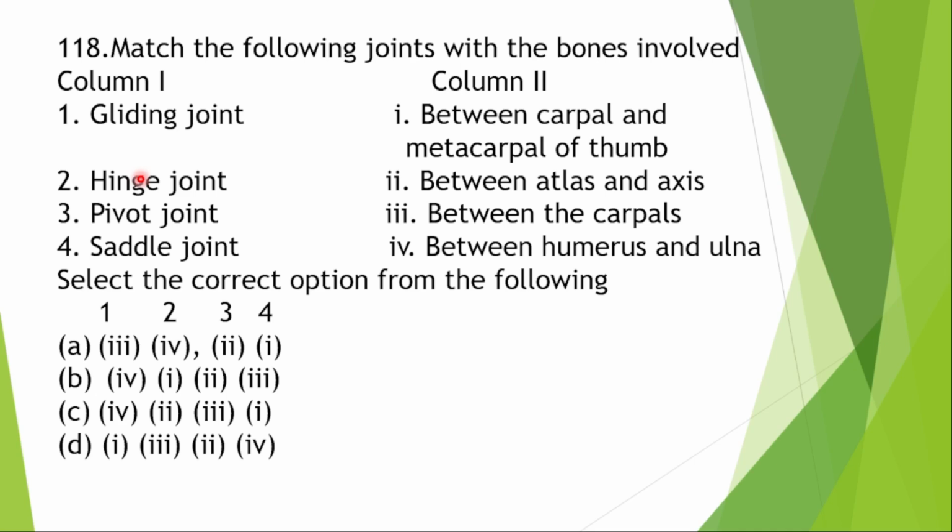118. Gliding joint, which is matching with it, is between the carpals. So first one is 3, which means only one option is there, that is the A1. Let us cross check. Hinge joint, it is between the humerus and ulna. Pivot joint, it is between the atlas and axis. Saddle joint, it is between the carpal and then metacarpal of the thumb.